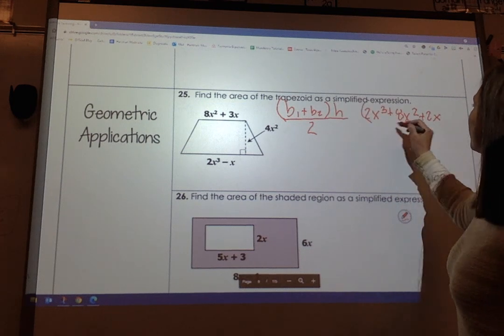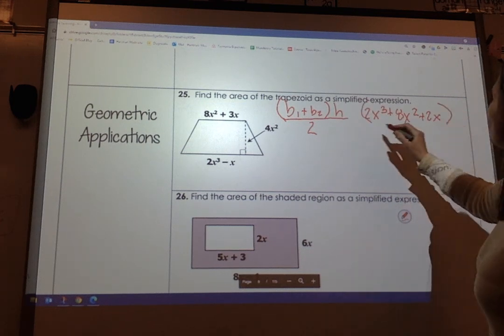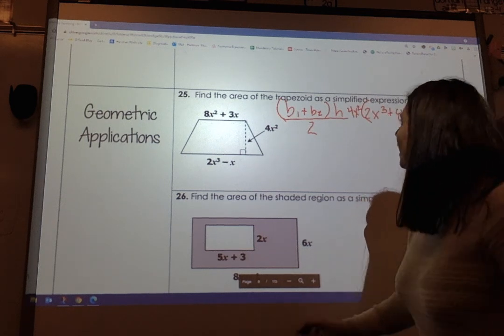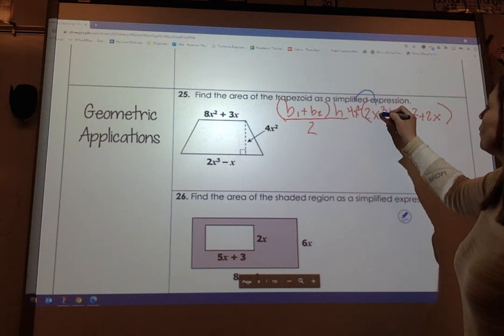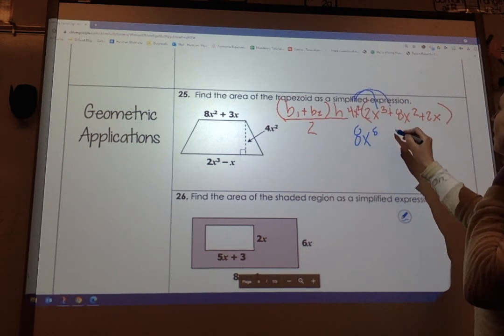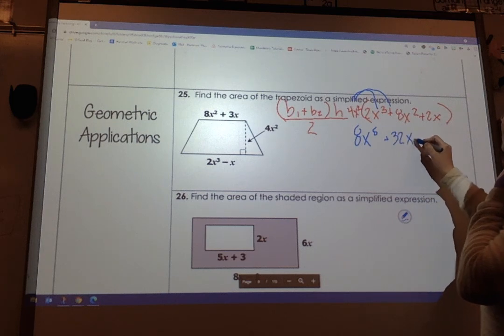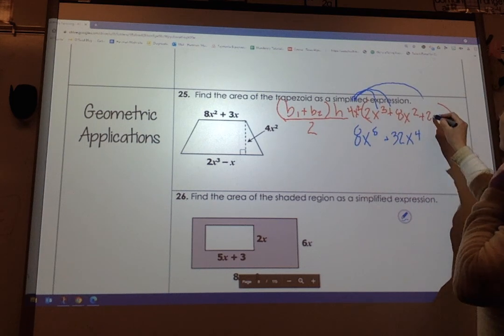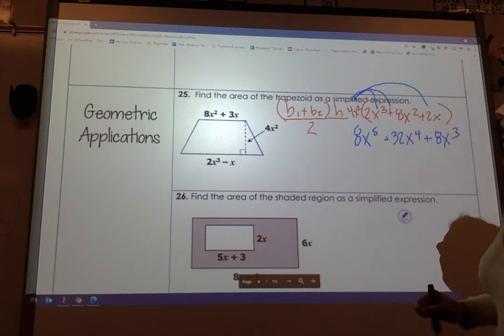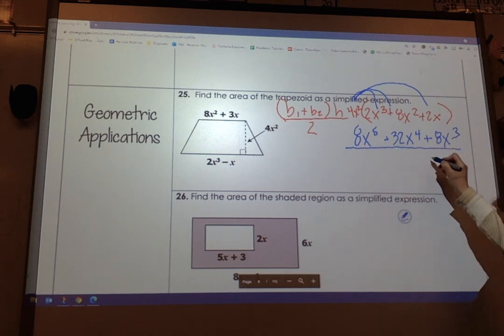Now I'm going to multiply it by my height, which is 4x squared. So when I multiply by my height, I distribute, and I get 8x to the fifth plus 32x to the fourth plus 8x to the third. And I'm dividing all of it by 2.